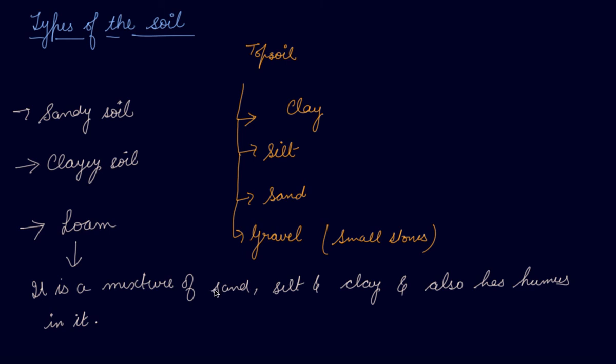So all the properties which sandy soil and clay soil do not have, loam soil has, as it is a mixture of sand, silt and clay. So all the properties are mixed in it: the right water holding capacity, and there is adequate space between the soil particles to pass the air. So loam is the best soil in order to grow the plants.